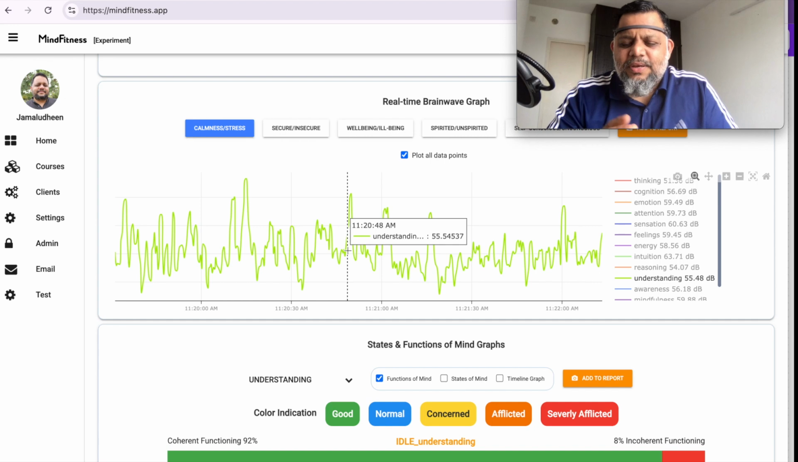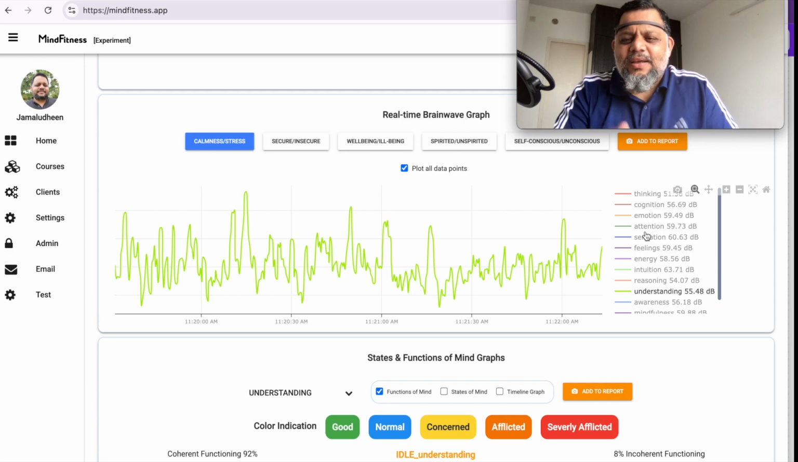In the brainwave, the approach of MindFitness is that we look into the brainwave frequencies associated with mind functions. That is the unique proposition of the MindFitness system, and we are the first to understand what the brainwave frequency ranges are that are associated with mind functions like thinking, cognition, emotion, attention. We have found 13 different mind functions or mental dimensions at which the brain or the mind works.